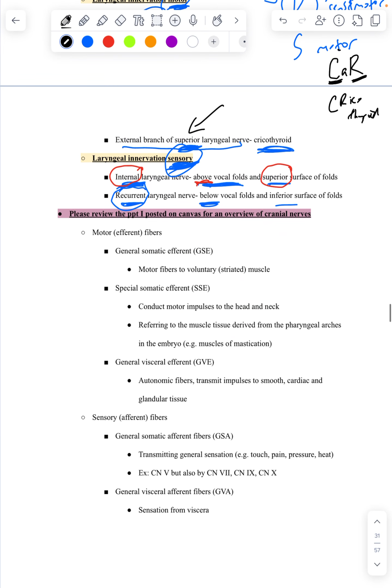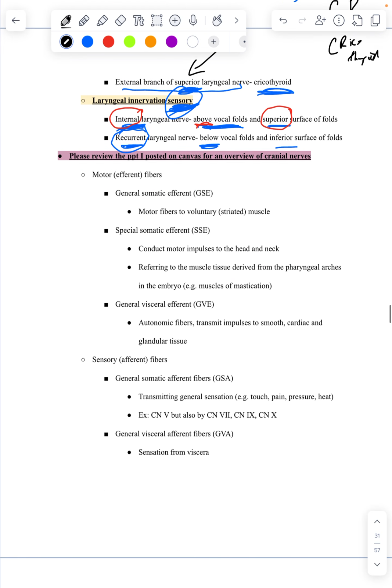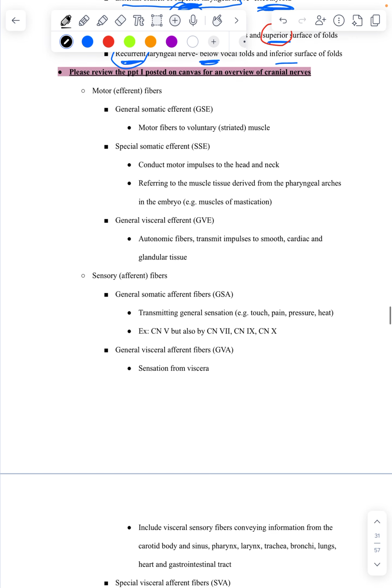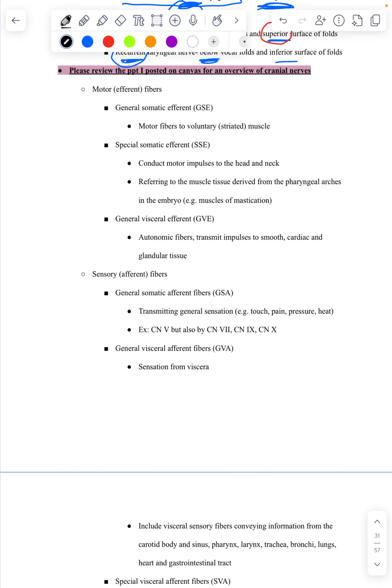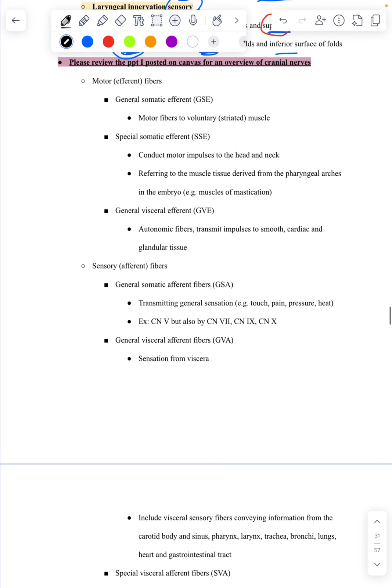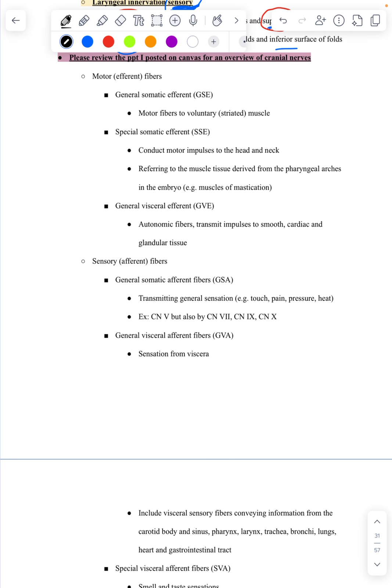Okay. Now, the nice part about the rest of the stuff is a lot of it we've seen in neuro and in lab. I feel like we've talked about cranial nerves in every single class, so some of this is going to be review, and if you know the lab stuff, some of it will make a lot of sense. We have efferent and afferent fibers. Efferent is going to be motor. Afferent is going to be sensory.